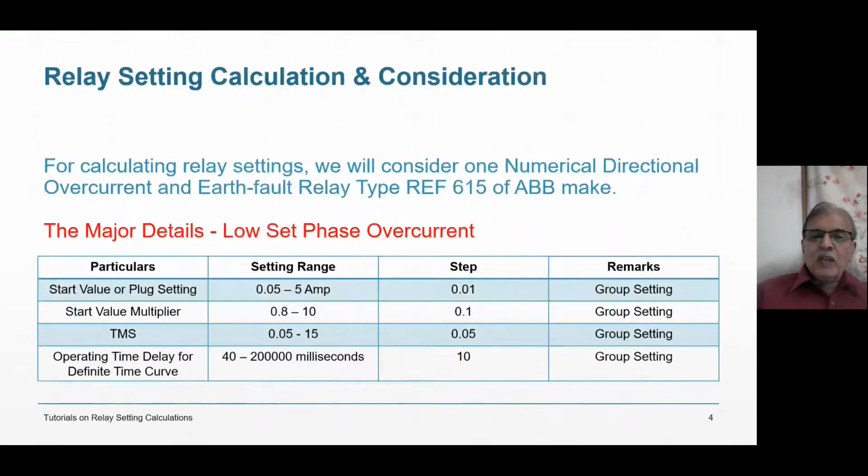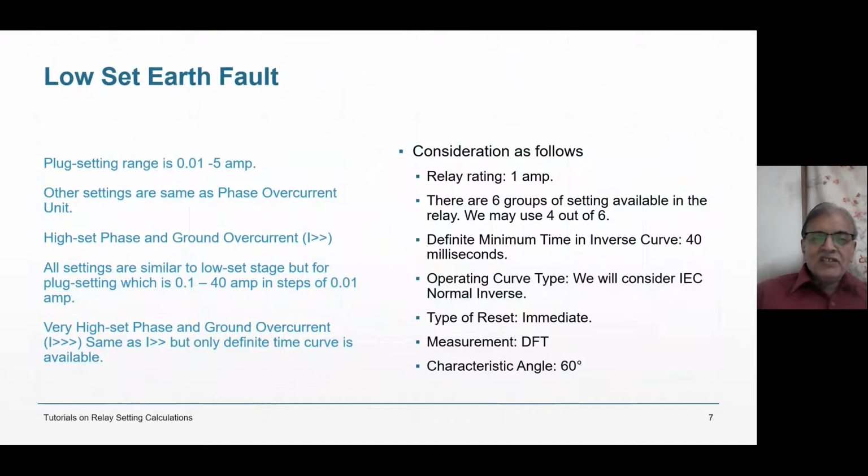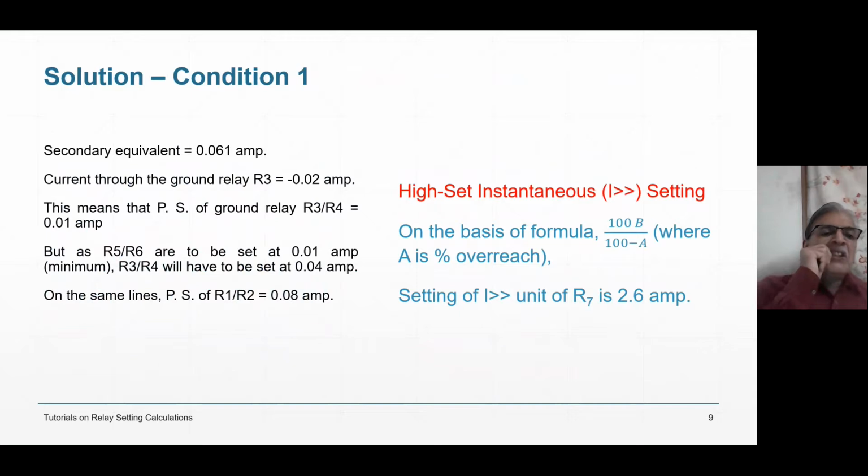And if we so calculate, our calculation comes like this: the plug setting of R5 and R6 is 0.01, and therefore R3, R4 is 0.04, right? R1 and R2 should be more than 1.3 divided by 1.05 of 0.04. That comes to 0.08.